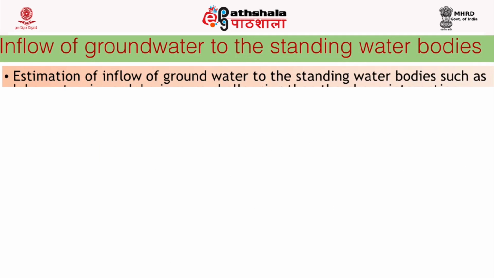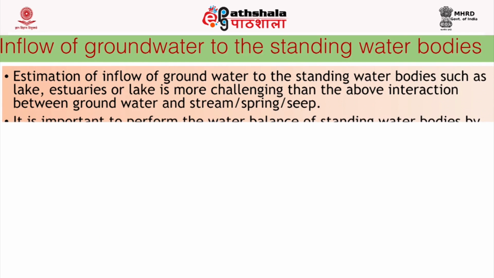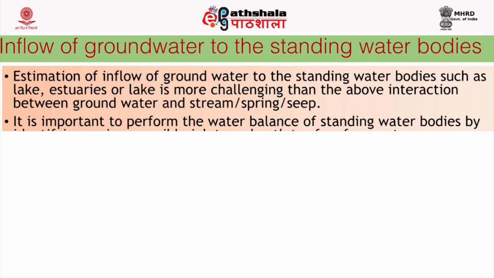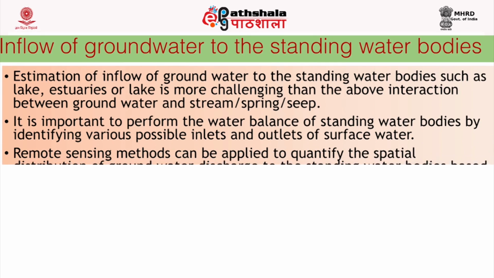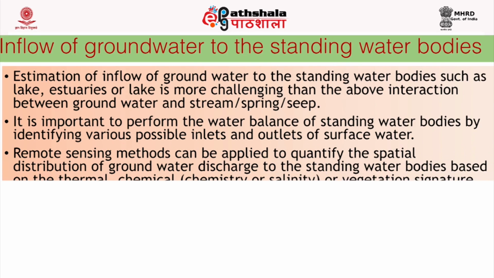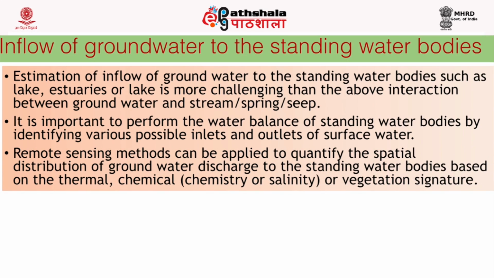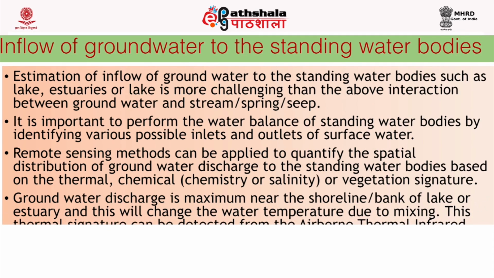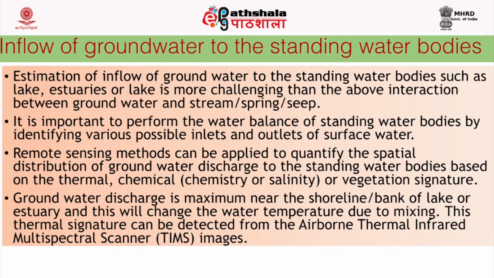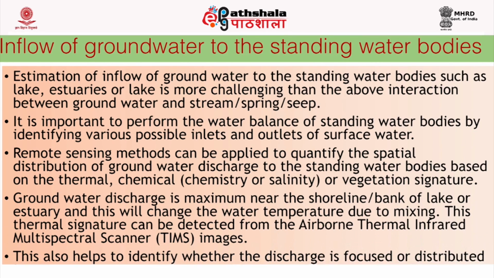Inflow of groundwater to standing water bodies. Estimation of inflow of groundwater to standing water bodies like lakes and estuaries is more challenging than the interaction between groundwater and stream or spring or seep. It is important to perform the water balance of standing water bodies by identifying various possible inlets and outlets of the surface water. Remote sensing methods can be applied to quantify the spatial distribution of groundwater discharge to the standing water body based on the thermal, chemical or vegetation signature.